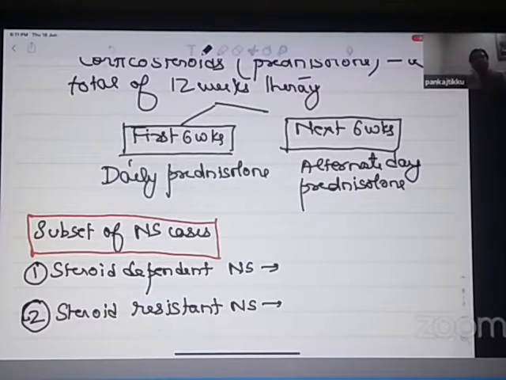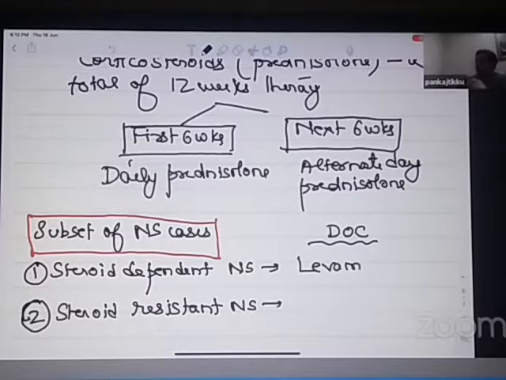Whenever you have steroid dependent or steroid resistant nephrotic syndrome, corticosteroids alone will not work. In fact, in steroid resistant cases, corticosteroids do not work because the child is resistant to them. So the drug of choice should be known to you. In steroid dependent nephrotic syndrome, the drug of choice usually is levamisole. And if levamisole is not one of your choices, then the other drug is cyclophosphamide.